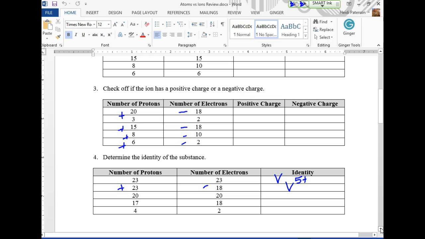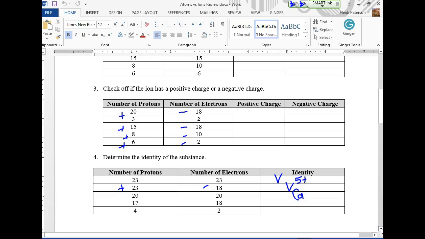The third one down with 20 protons and 20 electrons. What is that going to be? Calcium. 20 protons. Remember, the number of protons is the atomic number. It's number 20 here. The symbol for that is Ca. Do you have the same number of protons and electrons? Yeah. Absolutely, which means your symbol is simply Ca.